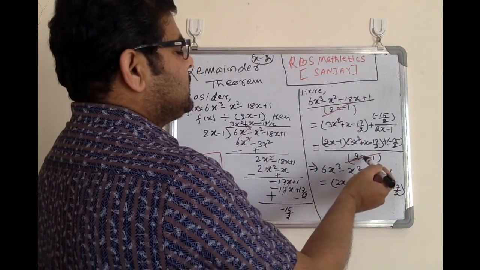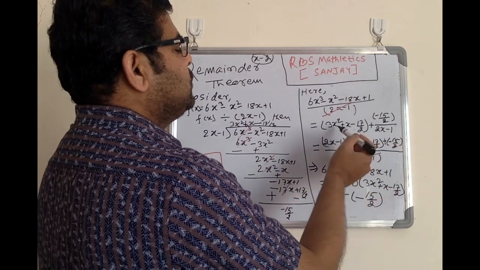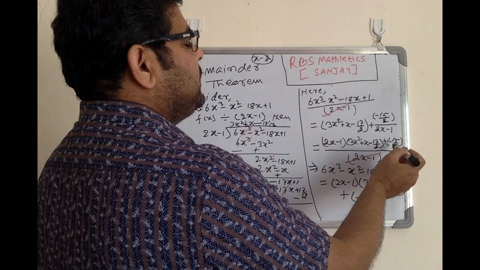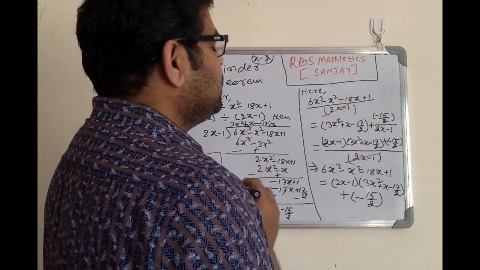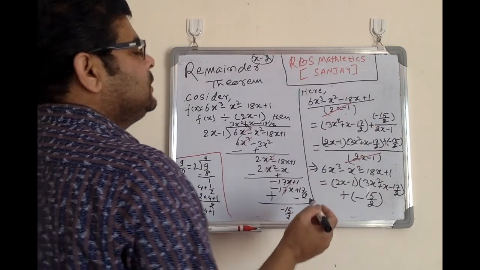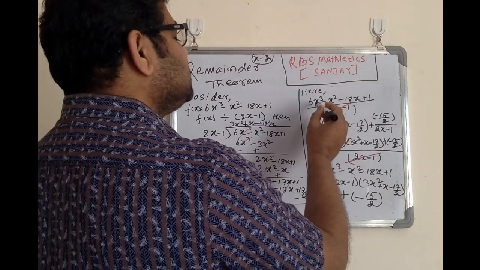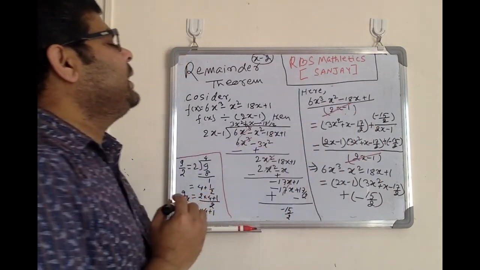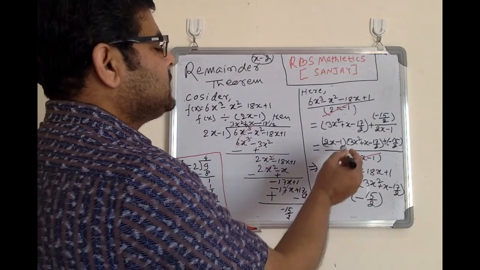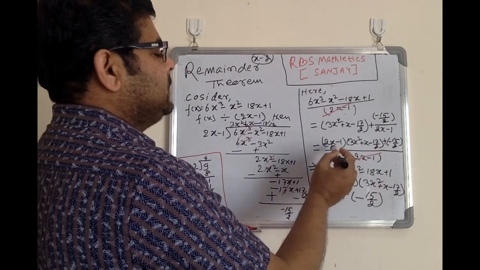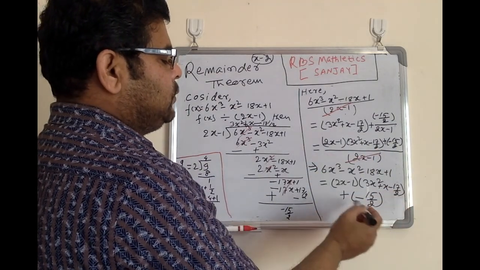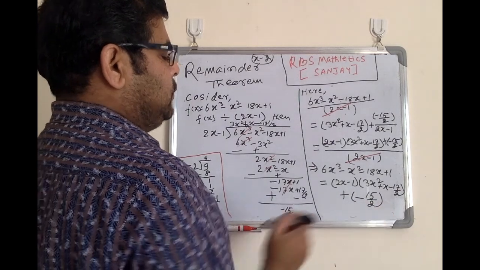Now I am taking the LCM. If I take the LCM, it will go to multiply over here, and at this part we are left with negative 15 by 2. Now comparing both sides, these two terms have been cancelled. So our f(x), 6x cubed minus x squared minus 18x plus 1, can now be expressed with this denominator, that is 2x minus 1, times 3x squared plus x minus 17 by 2, plus minus 15 by 2.